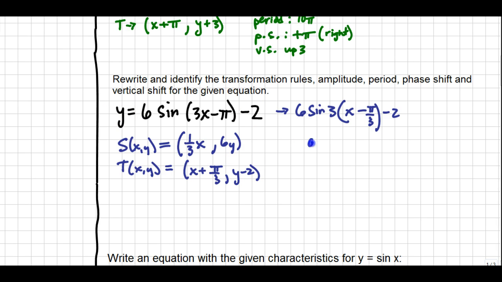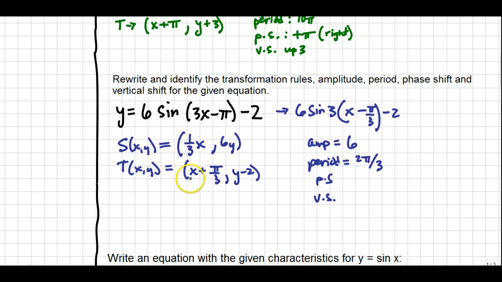Now let's talk about amplitude, period, phase shift, and vertical shift. Amplitude, remember, is the b value, so in this case it's the 6, so that's going to be a really high graph. It's going to go up to 6 and down to negative 6. The period is 2 pi times a. A is a third. If you do 2 pi times a third, you get 2 pi over 3.